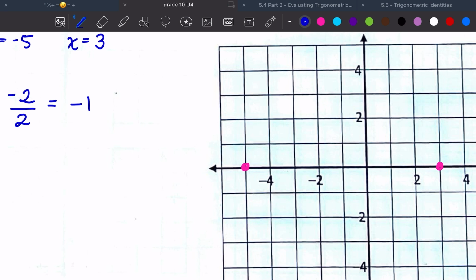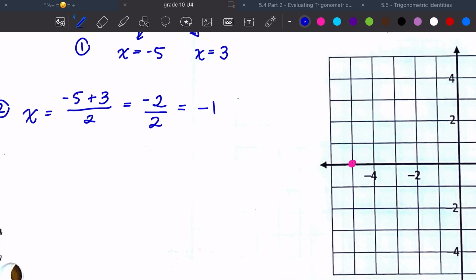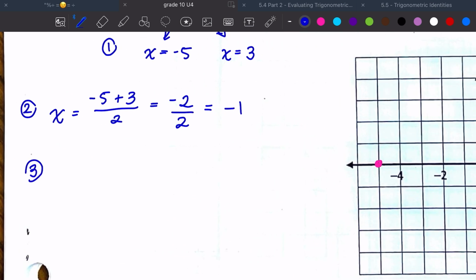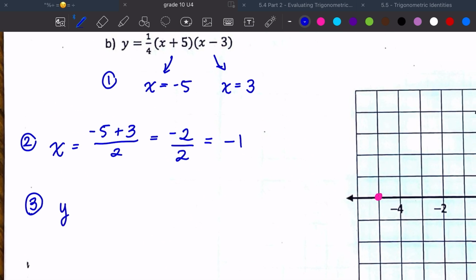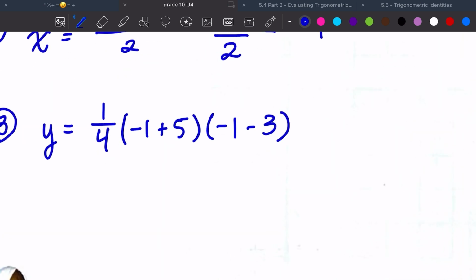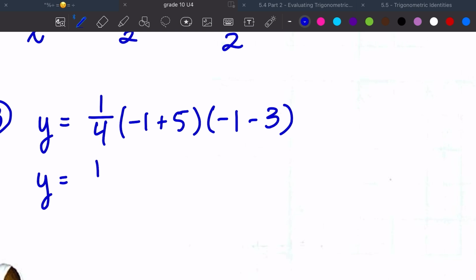So I know here is our dead set middle in between, but how high or how low should I go? That we need to plug into our equation to figure that out. So that's going to be y equals 1 over 4 times -1 plus 5 and -1 minus 3. So, okay. We'll worry about the fraction last, so don't worry about that too much. Let's simplify the brackets first.